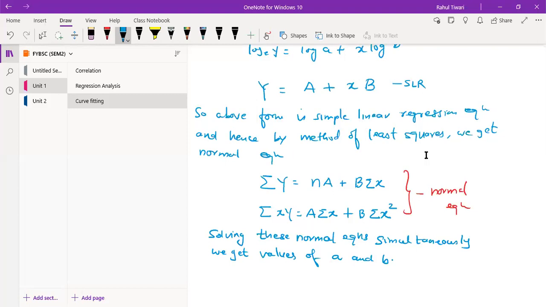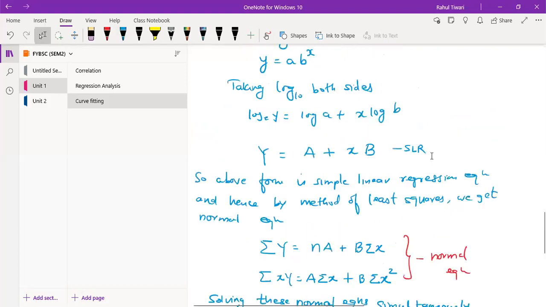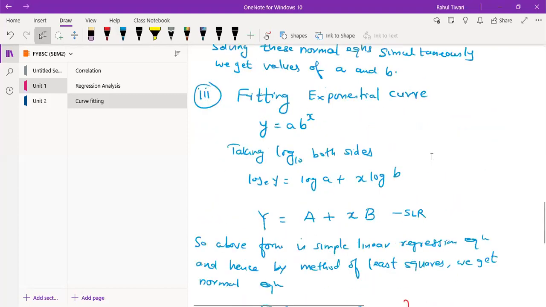Let me know whether you can understand this fitting of exponential curve or not. Go to the chat box and write down if you are facing any problem in the exponential curve. Because once you get a simple linear regression model, the procedure of getting the normal equations and getting estimates is a similar form as you did in the regression.